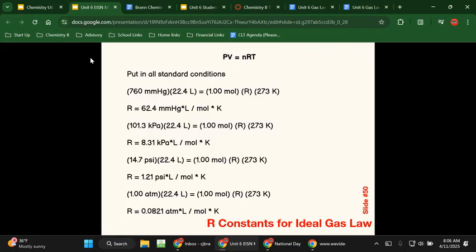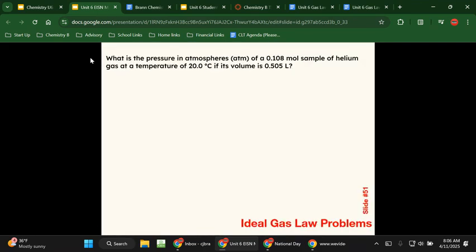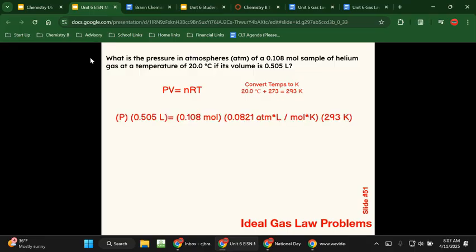So your volume in the ideal gas law always has to be in liters. It cannot be in milliliters. You would have to convert it. Okay? So now we convert our temperature into Kelvin, 293 Kelvin. We plug everything into our formula.